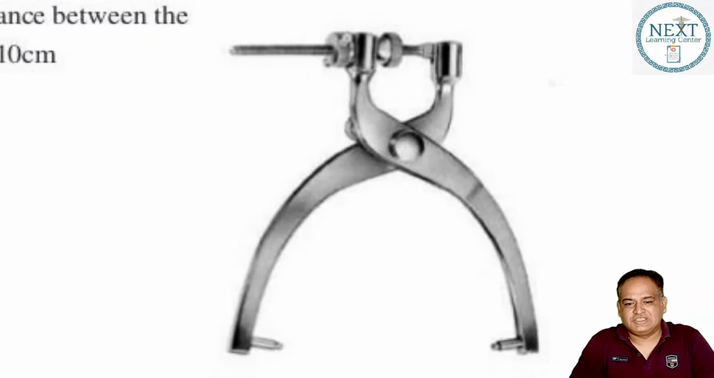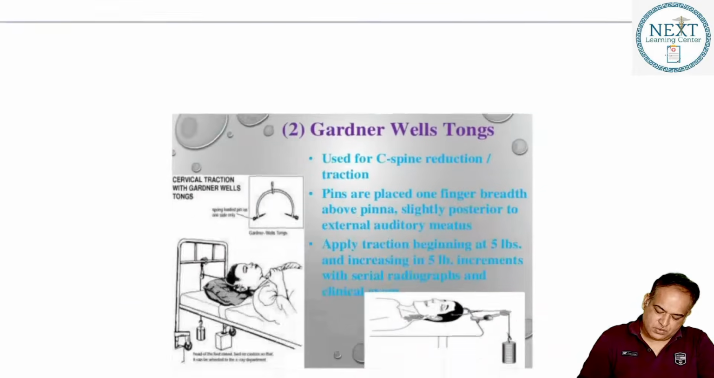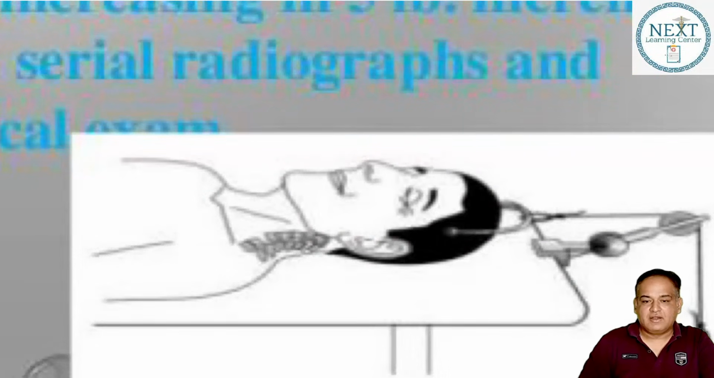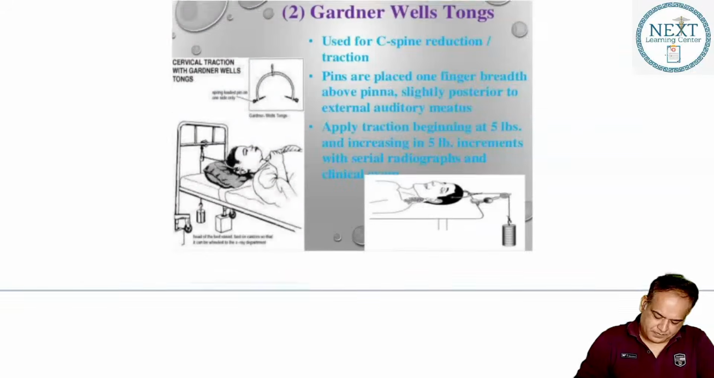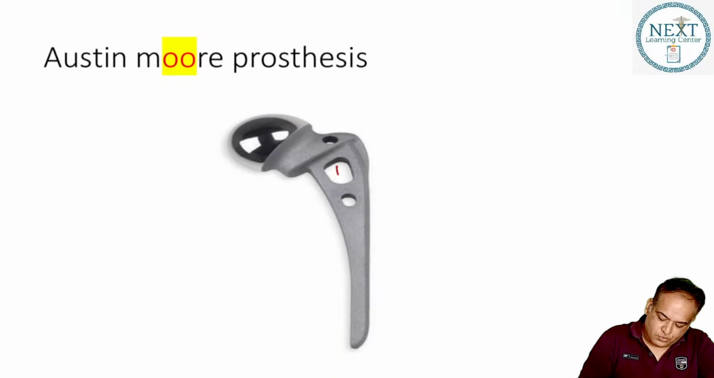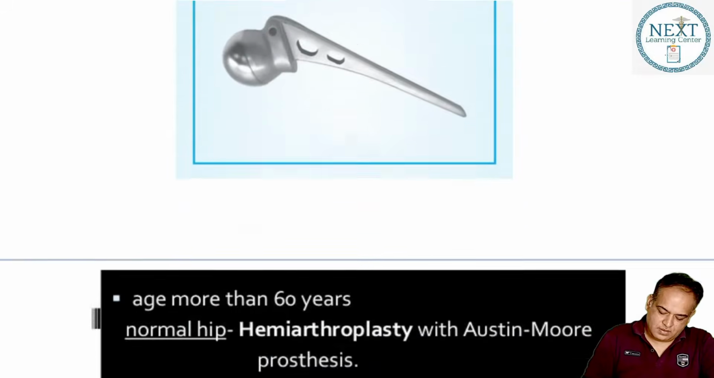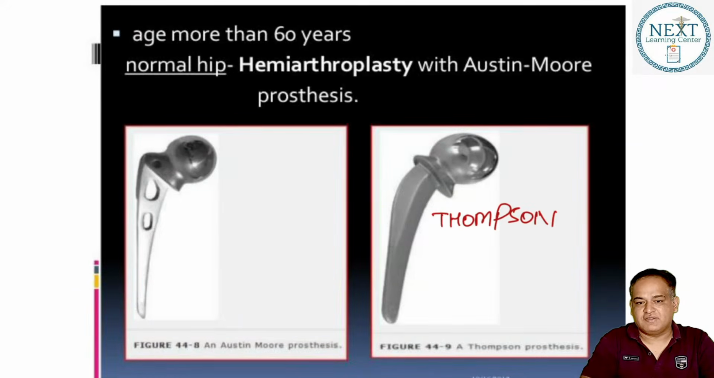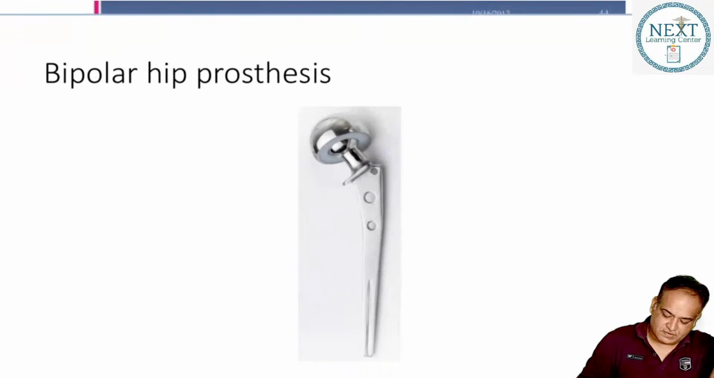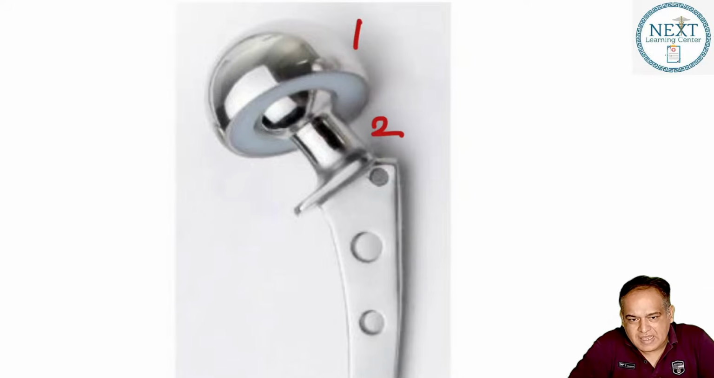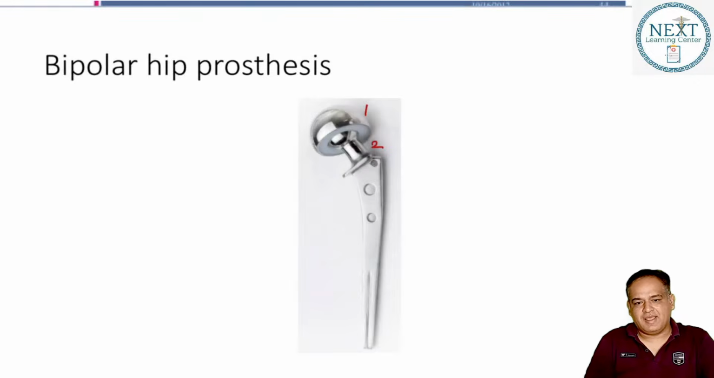Crutchfield tong. So Crutchfield tong is for skeletal traction. Austin Moore prosthesis. If you see two holes, that is Austin Moore. Now, if you see a single solid body, that is Thompson prosthesis. If you see that femur head and femur neck are different, that is bipolar hip prosthesis.